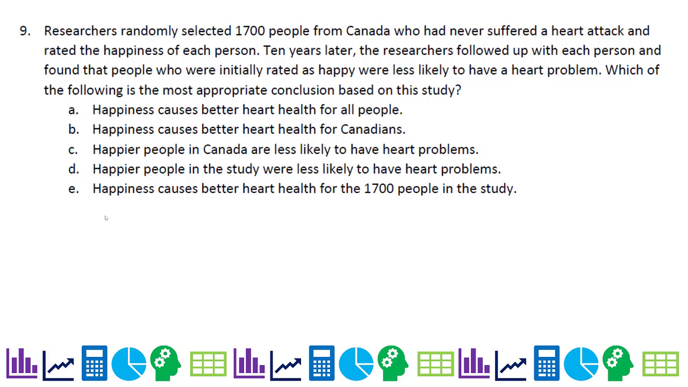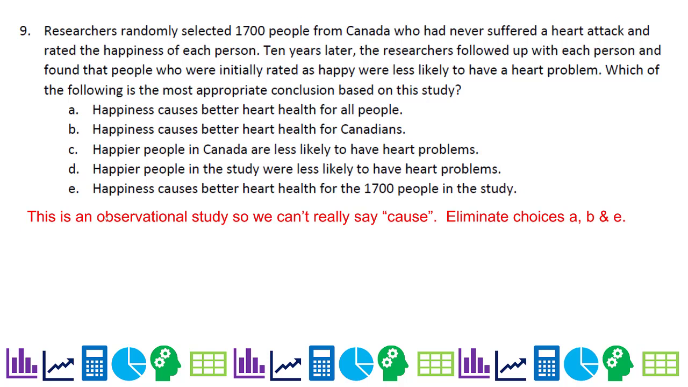Number 9, researchers randomly selected 1,700 people from Canada who had never suffered a heart attack and rated the happiness of each person. 10 years later, the researchers followed up with each person and found that the people who were initially rated as happy were less likely to have a heart problem. Which of the following is the most appropriate conclusion based on this study? So always you have to say, is this observational or is this an experiment? Well, this is observational. We did not force the people to have different levels of happiness. That would be a trick if we could.